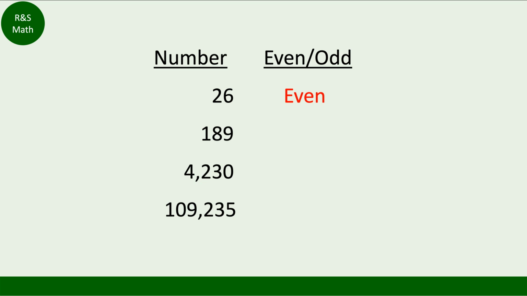189 is an odd number because it does not end in a 0, 2, 4, 6, or 8. 4,230 is an even number because it ends in a 0. 109,235 is an odd number because it does not end in a 0, 2, 4, 6, or 8.